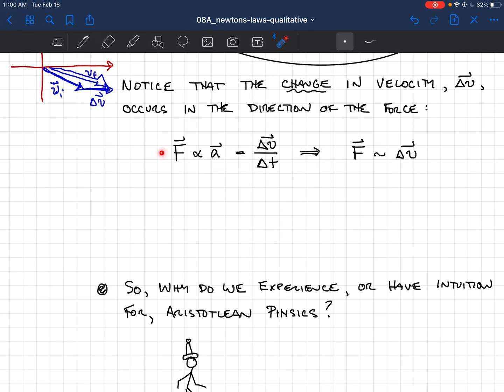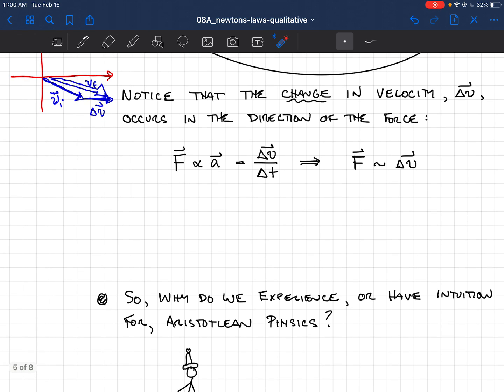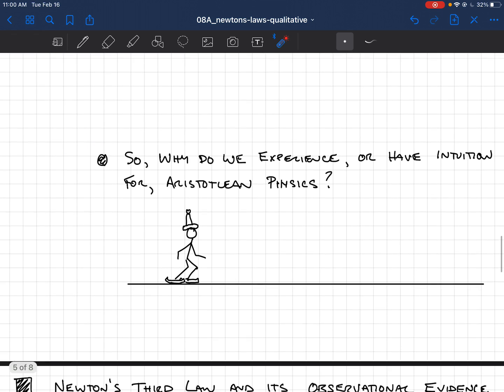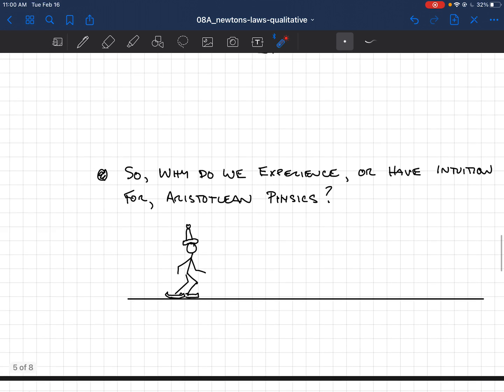Newton's second law basically says the force is proportional to acceleration. Our definition of acceleration, at least the average acceleration, is delta V over delta T, so the force is proportional to the change in velocity. And then we've used that to show how the rule, remember this is just an assumption, actually matches what we see in the world. So that brings us to the question, why do we have this nice intuition for Aristotle's view of physics, this idea that we tend to a natural state of rest?